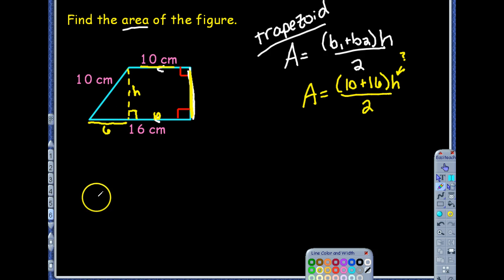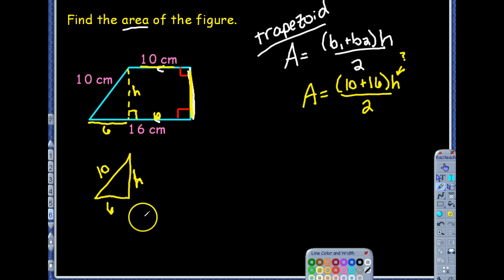Now I can see that we've got this right triangle, and I'll draw it separately. This is going to be a 10. This is the height, and this was our 6. Okay. So now we can find the height, right?